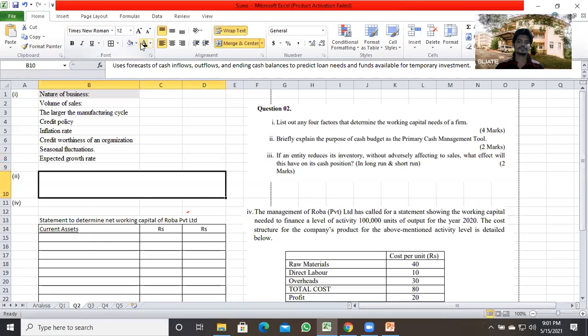You can identify. Okay, then briefly explain the purpose of cash budget as a primary cash management tool. How is this cash budget useful in working capital? That is also really important. The thing is, if we have identified in case of cash budget, we can have a minus balance. When we are discussing the cash budget, we are discussing the difference between cash book and the cash budget.